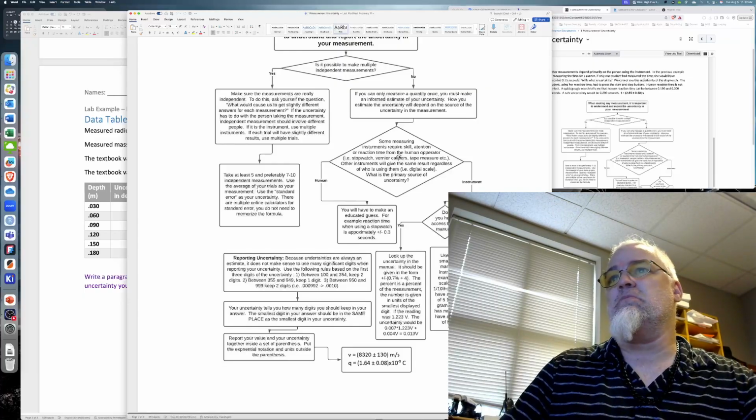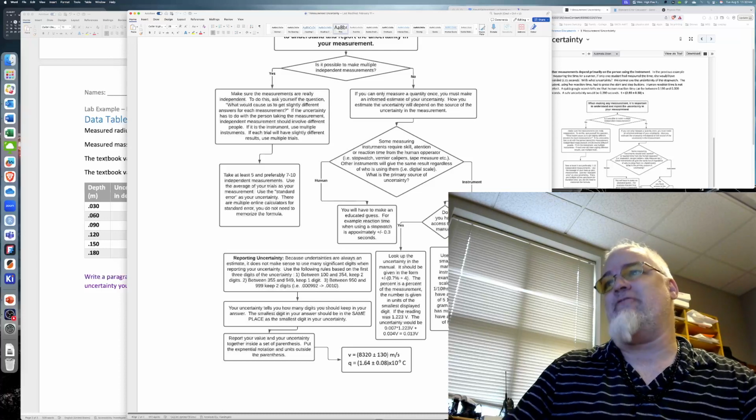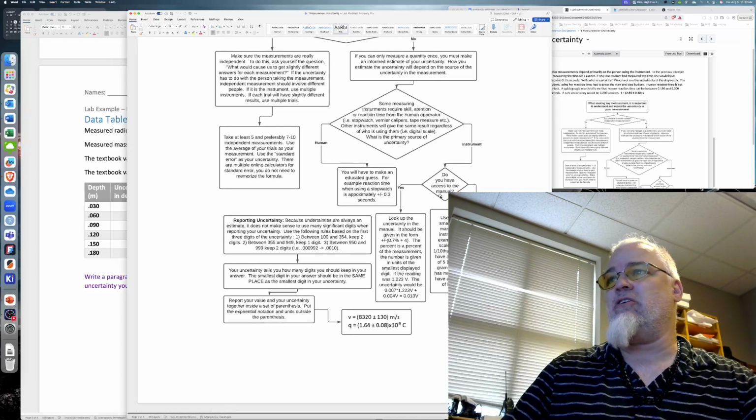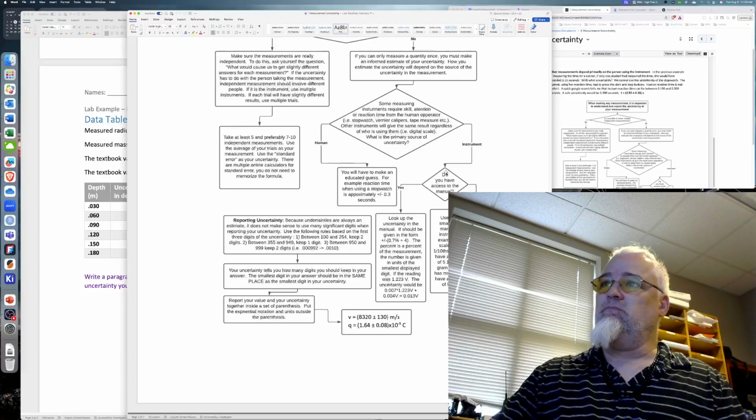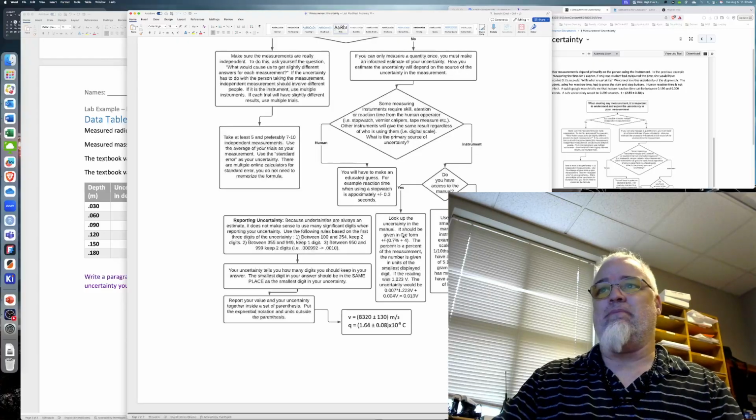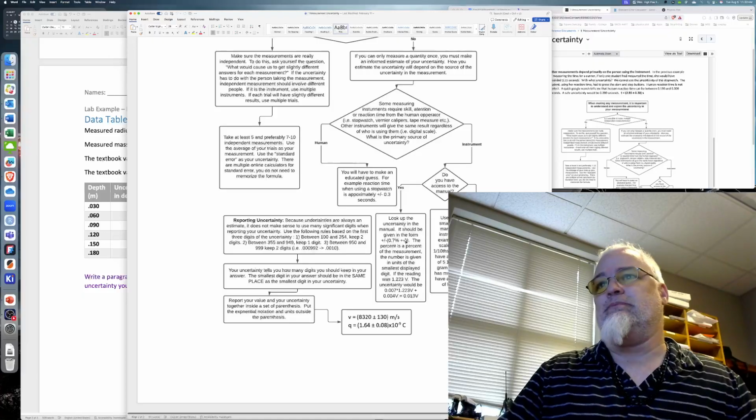Is it the human or the instrument? Definitely the instrument, because the digital scale, if I have 5 different people use it, they're all going to get the exact same answer. Do we have access to the manual? Well, in this case, we do.